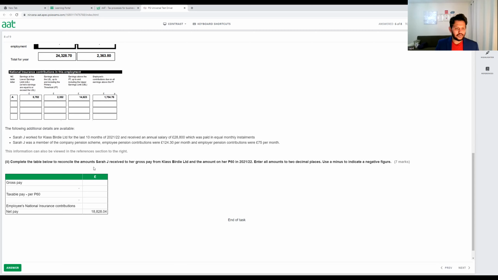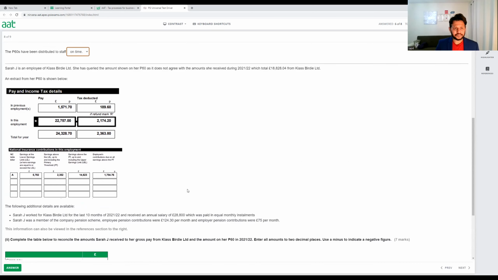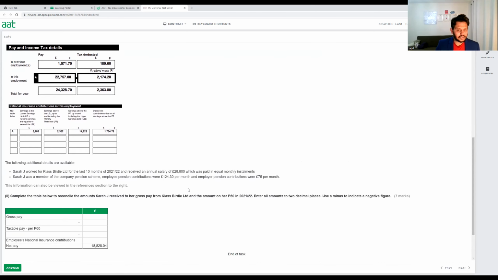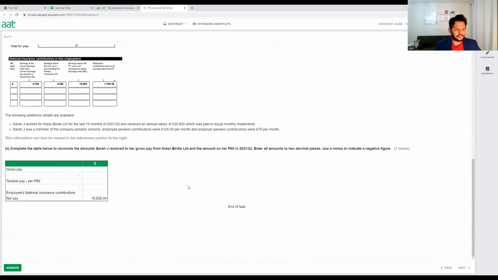Okay, complete the table to reconcile the amount Sarah received on her gross pay from the K Limited and the amount on the P60. Enter all the amounts to decimals and the minus if necessary. Okay, so let's have a look. The gross pay is how much she's receiving. So the gross pay, and then we have to adjust the pension contribution. So it's an employee pension contribution. Then we need to adjust the income tax, and that should adjust with the net pay.